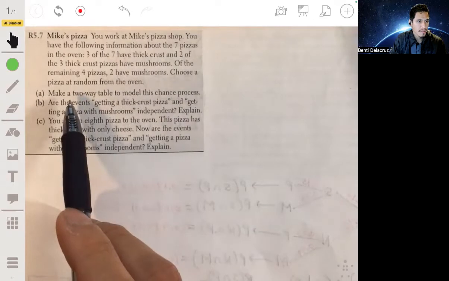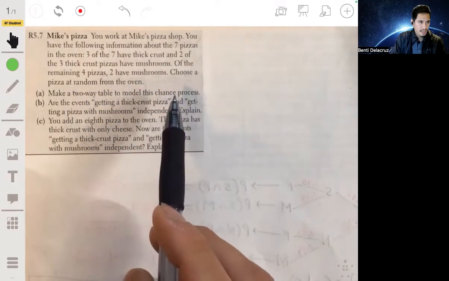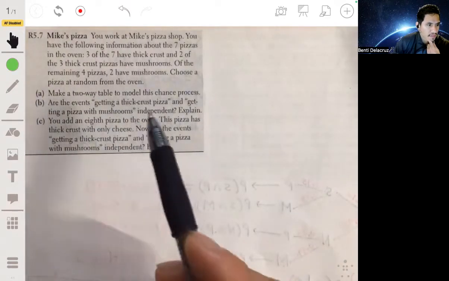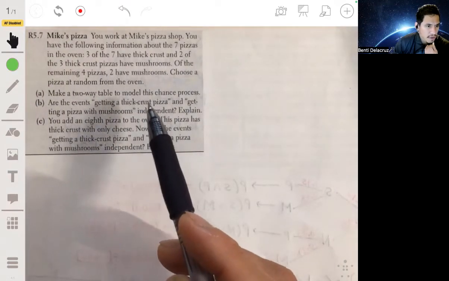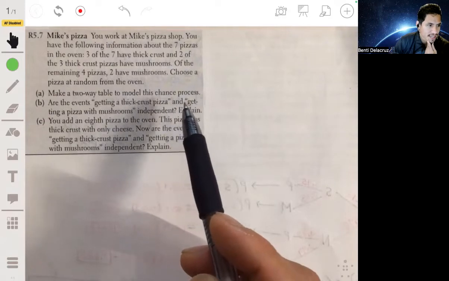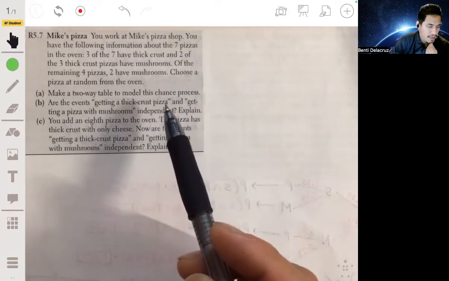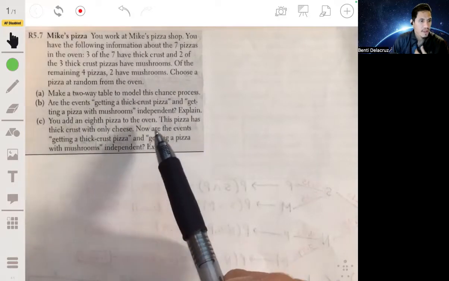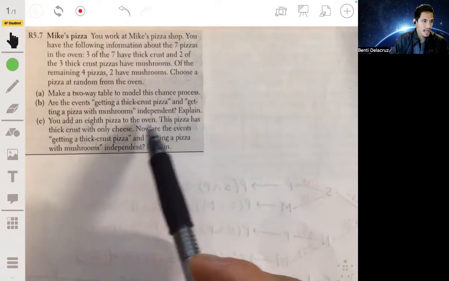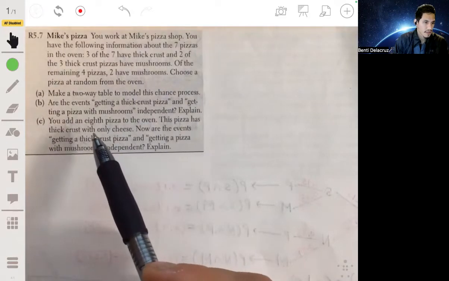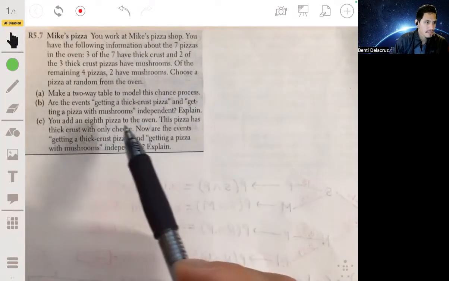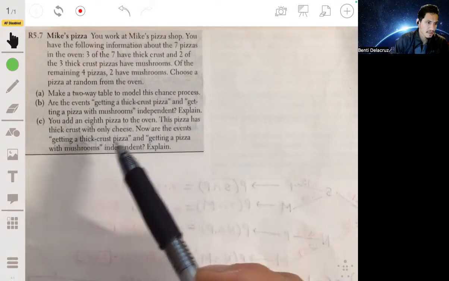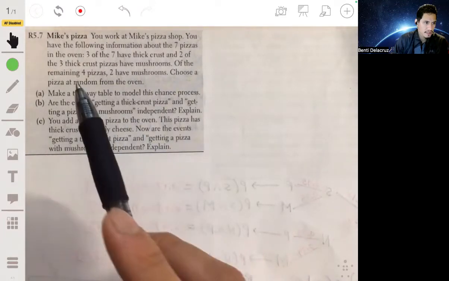All right, so in part A, we're going to make a 2-way table to model this chance process. In part B, we're going to figure out if the events of getting a thick crust pizza and getting a pizza with mushrooms are independent. And in part C, we're going to add an 8th pizza to the oven. And this pizza is only going to have cheese with the thick crust. And we're going to see if the events getting a thick crust pizza and getting a pizza with mushrooms are independent in this case. So let's start with part A.